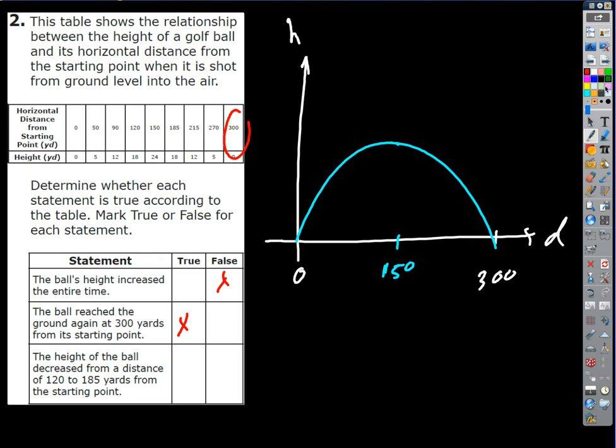So let's look at this. From 120 meters, the height was 18, to 185. Well, at 185, it's also 18. Okay, so those would be 2 points, kind of like right there and there, right? Did the height change? No, it stayed the same. So that is false, okay?